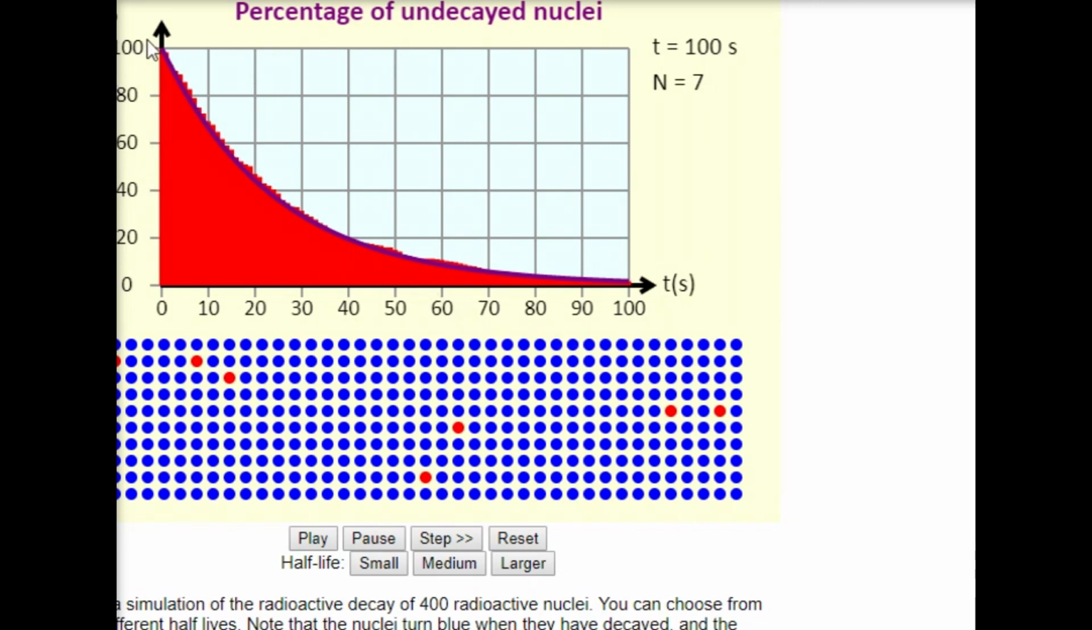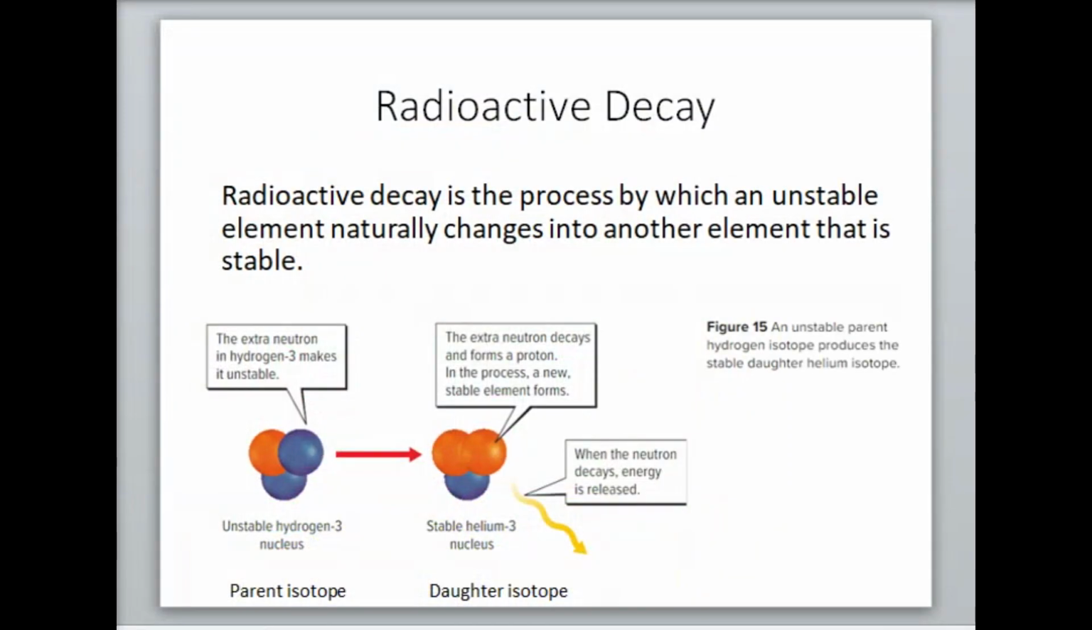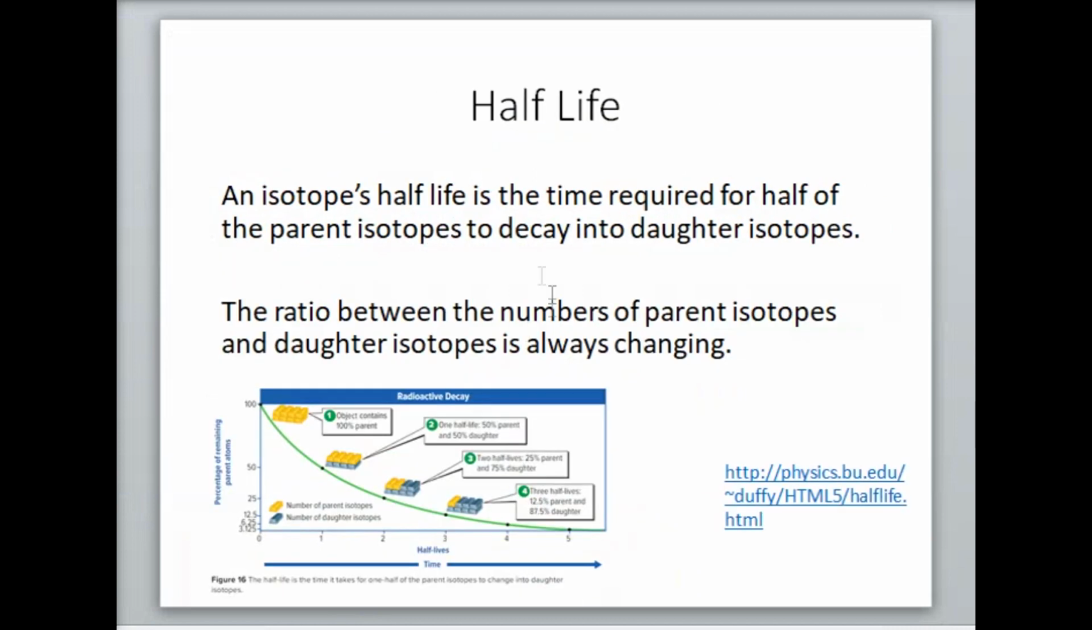So that's what's happening. This is like the half-life curve. To determine the half-life, you go to 50%. That's the 50% of nuclei that have decayed. You start at 50, you go across, and then you go down. Here it seems to be around 20 seconds, okay? Now, to give a quick definition of half-life, it's this part here. An isotope's half-life is the time required for half of the parent isotopes to decay into daughter isotopes.